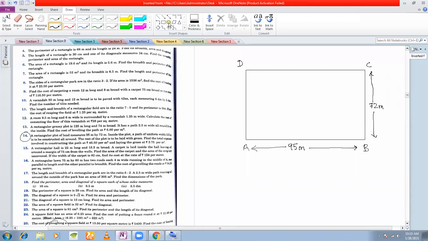So length and breadth are given to you. Inside this plot, you have a uniform path. What do you mean by uniform path? Of width 3.5 meters, to be constructed all around. Let me draw it freehand. There's a path here, all around, so that people can walk around this. So which one is your path here? Your path here will be this part, the shaded part. This is your path.